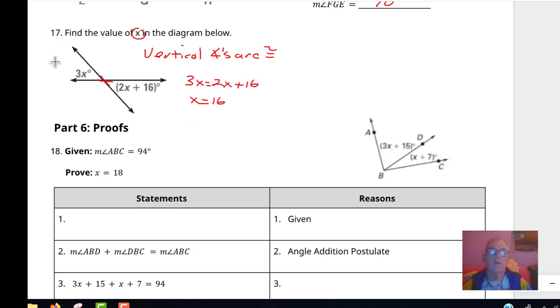If we wanted to know the value of the angles, plug it in, that'd be 48. And this would be 32 plus 16, which also would be 48. But they want us to find that x was equal to 16.